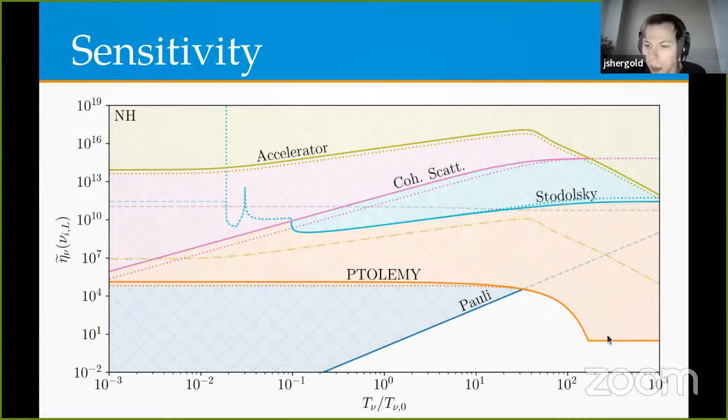And this thing goes something like T cubed. So if neutrinos are very, very hot, the overdensity is allowed to be much larger than it is if neutrinos are very, very cold. So all of these regions are pretty much excluded. All of these regions to the right are potentially allowed. So the cosmic neutrino background could live in this little triangle here.